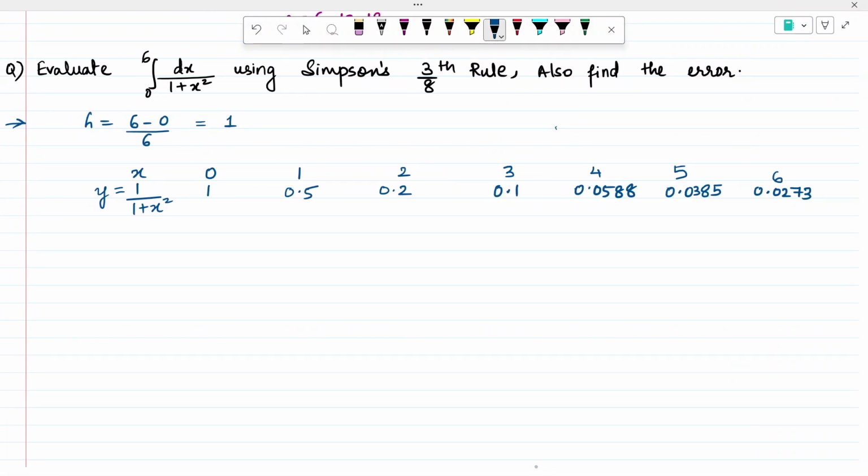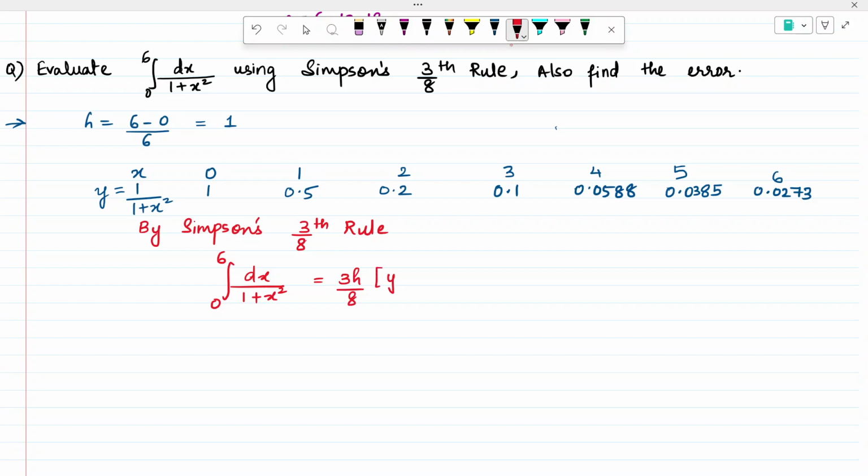After this, let's apply the 3/8 rule. So by Simpson's 3/8 rule, you'll have the integral 0 to 6 dx upon 1 plus x square equal to 3 times h over 8 into y0 plus y6, in this case 2 times the multiples of 3, and 3 times the remaining, that is y1, y2, y4 and y5. Is this correct?